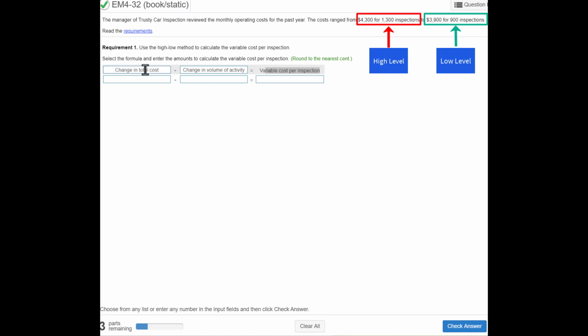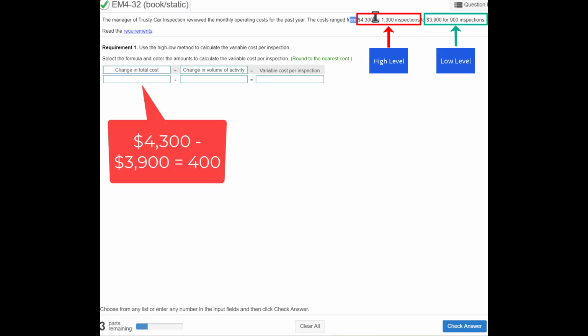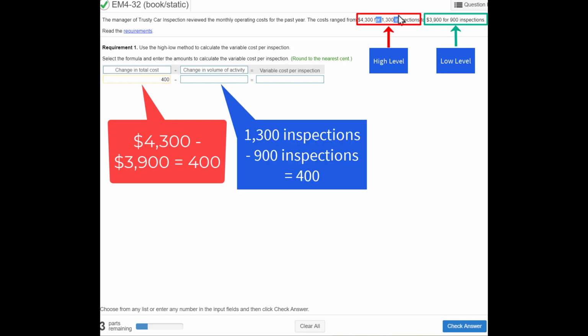So we need to calculate the change in total cost with the highest production level and the lowest production level. And again, because they only gave us two production levels, we don't have to search for the high and the low. So change in total cost, we're going to take $4,300 minus $3,900 gives us $400 change in total cost. And then we're going to divide that by the change in volume of activity. So that's the number of inspections. So 1,300 inspections minus 900 inspections. By coincidence, that also gives us 400. So 400 divided by 400 gives us a $1 variable cost per inspection.